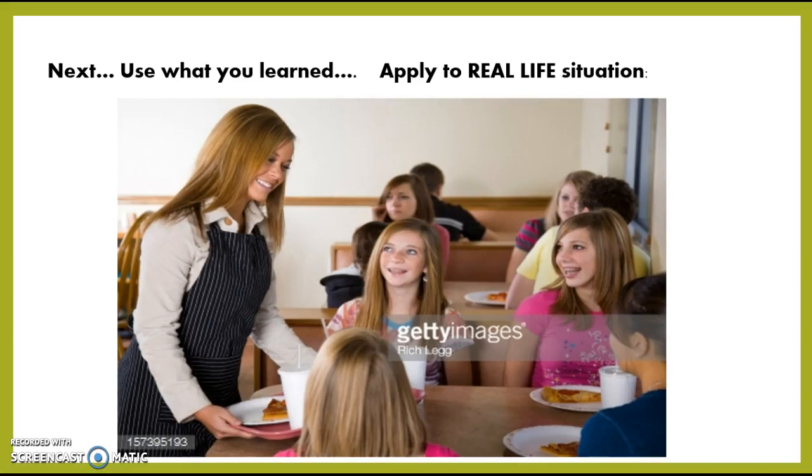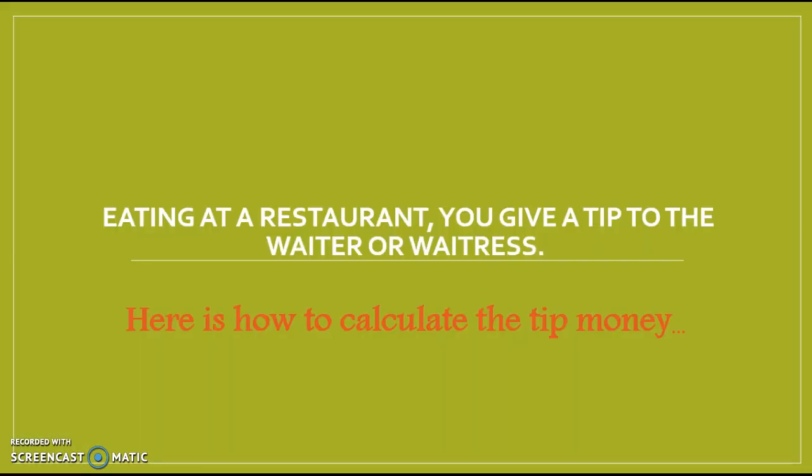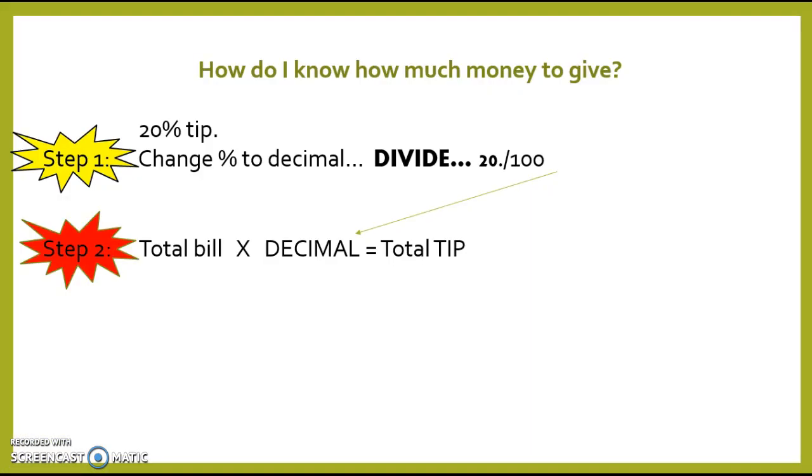Now that we practiced multiplying, let's use what you learned in multiplication and apply it to a real-life situation. There's a reason I have this picture. Let me show you what the reason is. You eat at a restaurant and you give a tip to the waiter or the waitress. Well, let's talk about how you calculate the amount of money you want to leave as a tip. How much money should you leave as a tip? Well, I like to go by 20% as my tip.